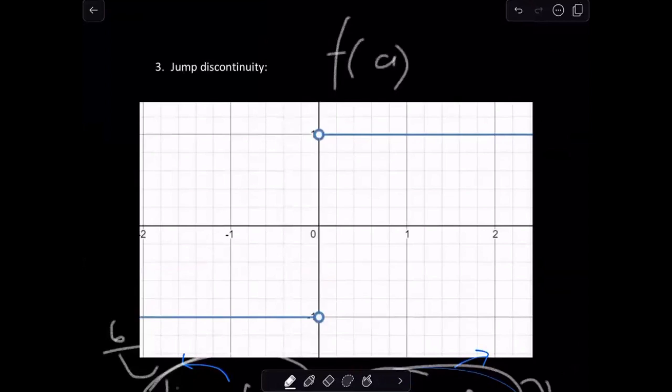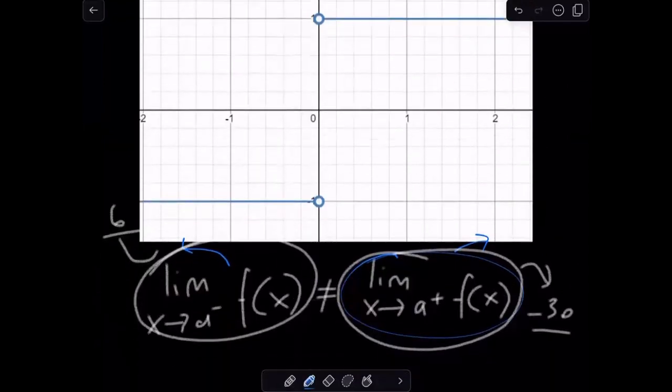In terms of the function value, you don't have to pay too much attention to this in a jump discontinuity. It could be defined, it could be undefined, it doesn't really matter. The key thing in a jump discontinuity is that the left-hand sided limit and the right-hand sided limit are equal to actual numbers, not infinity, but they are unequal, okay? And the full limit won't exist.